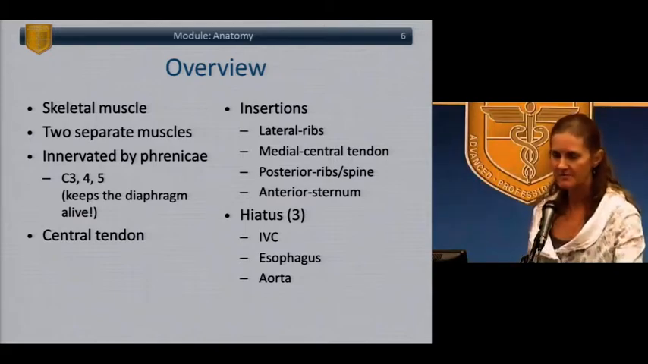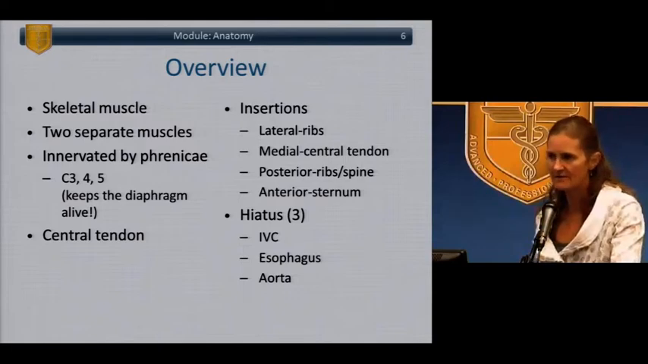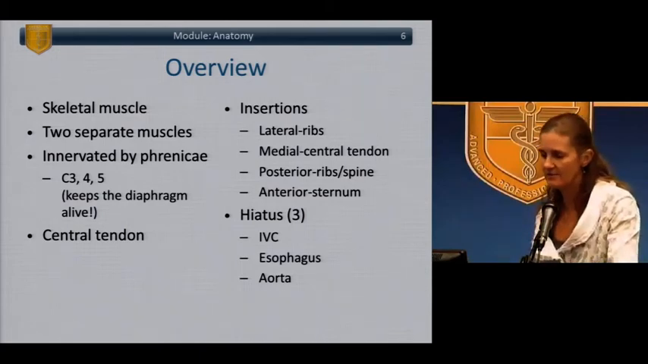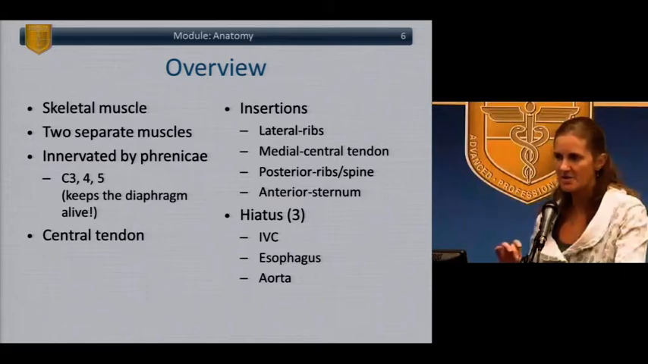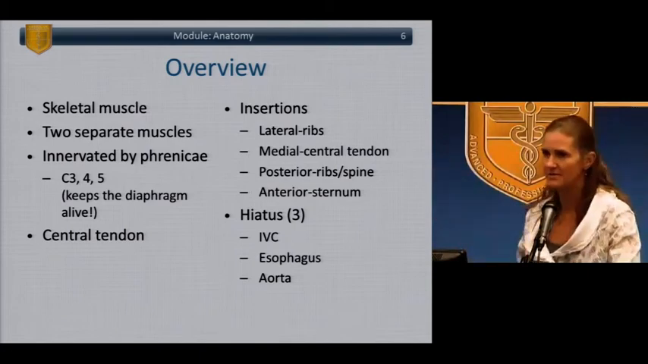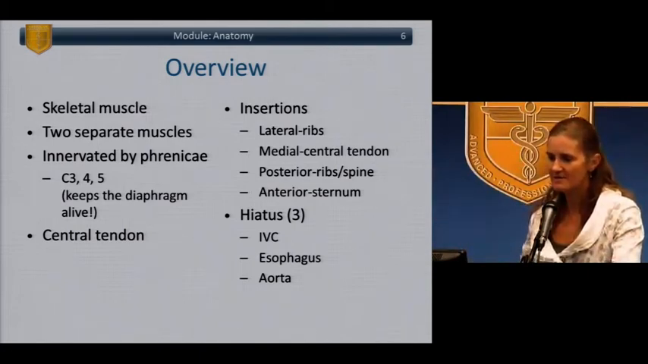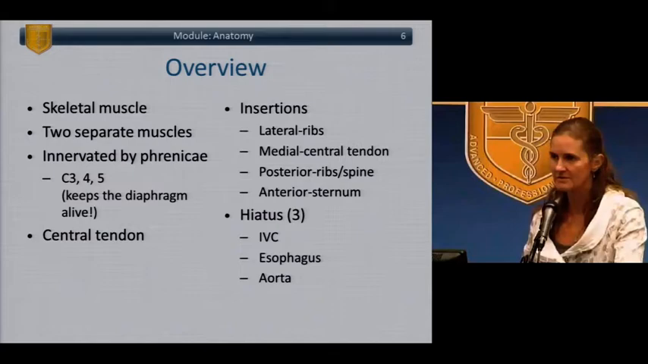And then finally, to remember, there are three esophageal hiatuses. There's the hiatus for the IVC, and then the hiatus for the esophagus, and then a separate hiatus for the aorta. And a lot of people think that it's only one hiatus, but actually there's a thin layer of tissue between the esophagus and the aorta, which we just go through in one fell swoop. It's there to keep it separated, but generally it's three separate hiatuses.